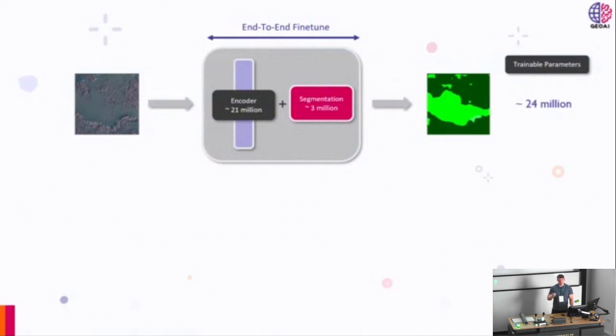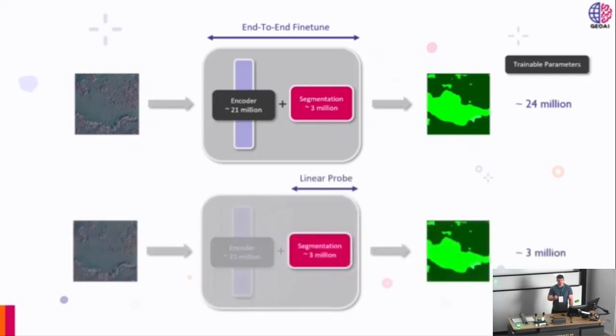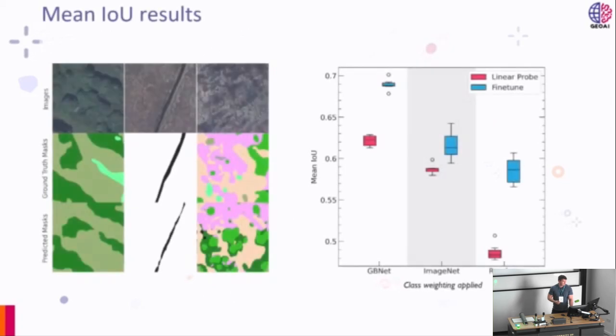End-to-end fine-tune, we're talking about a model where the encoder and decoder segmentation head is trainable, and for a linear probe, just the projection head is trainable, so a difference of 24 million versus 3 million trainable parameters. So here's some results. We've got GBNet, followed by ImageNet, followed by a completely trained from scratch model.